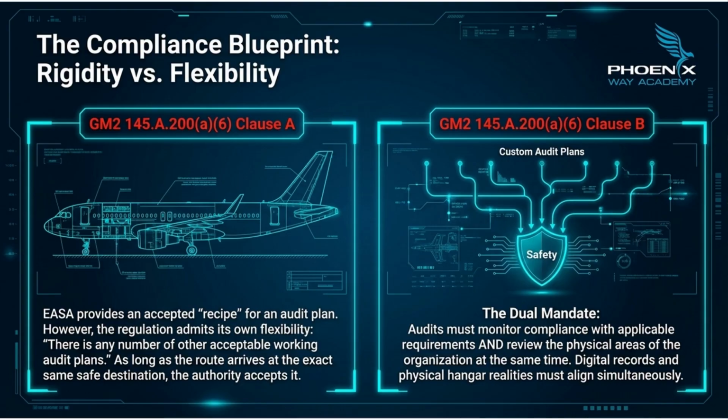Precisely. But regardless of the route, the objective remains the same, which brings us to Clause B. Right. Let me read the text for Clause B. It states that the audits described in the audit plan are intended to monitor compliance with the applicable requirements, and at the same time, to review all areas of the organization to which those requirements are applicable. Notice that "at the same time" part. It forces a holistic view. It's a dual mandate for you as an auditor.